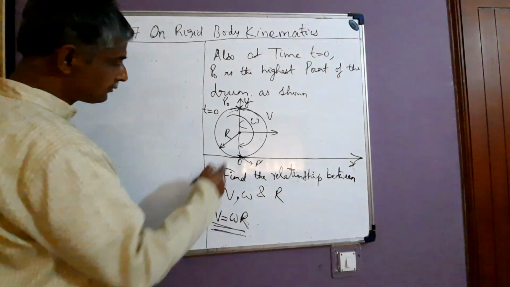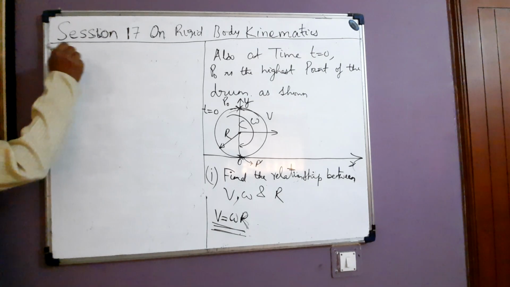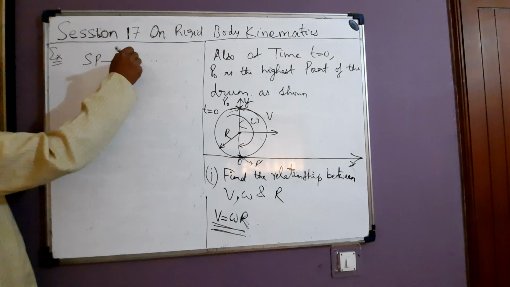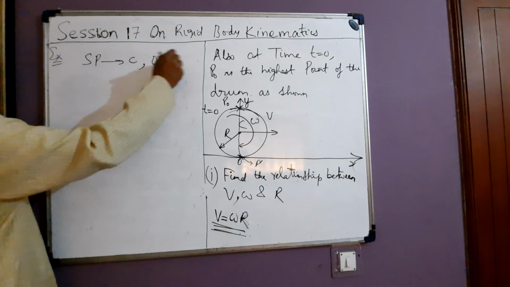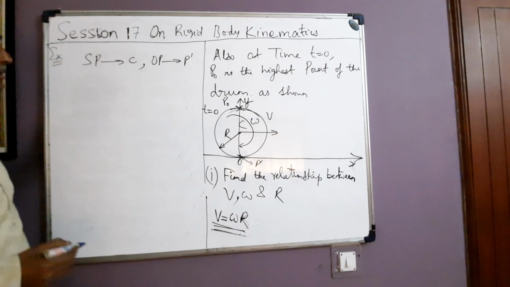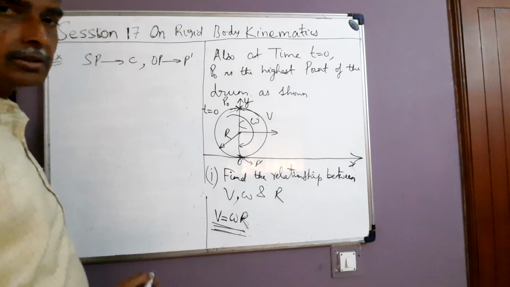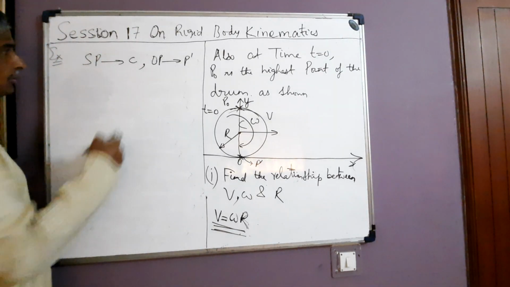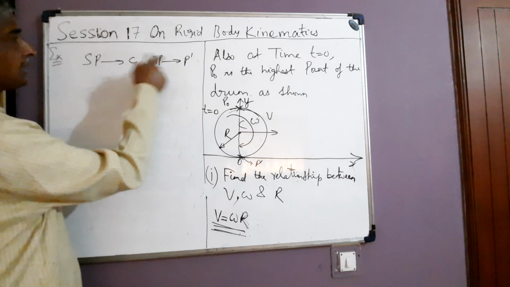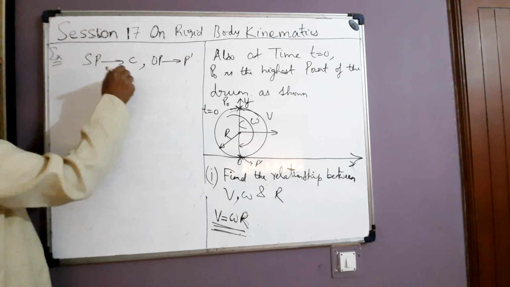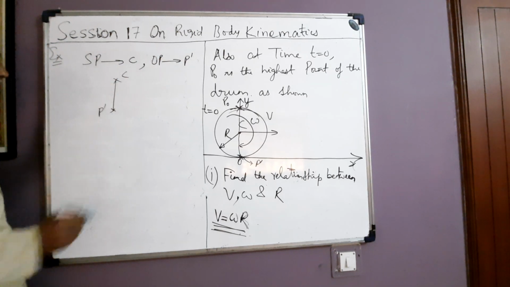We apply SRC for velocity between C and P dash. So SP arrow C, OP arrow P dash. C is the selected point, P dash is the other point. We draw the line joining SP and OP, that is C and P dash. This is the line, C and P dash.